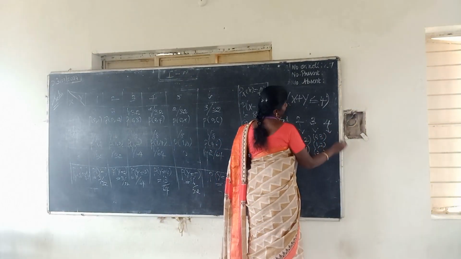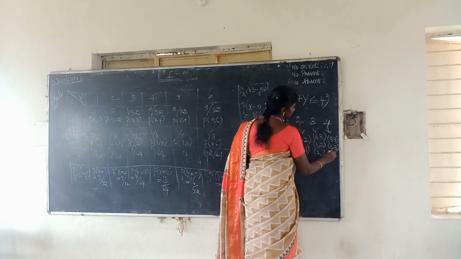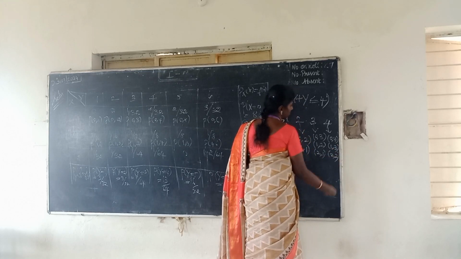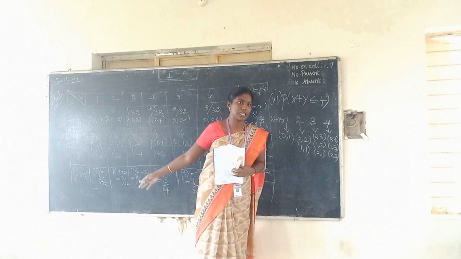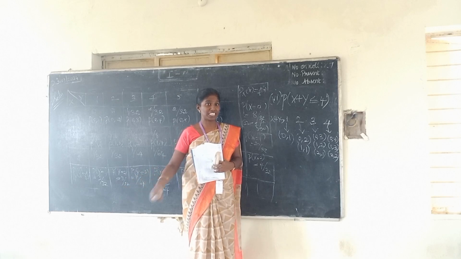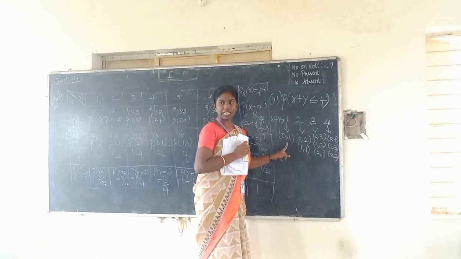4. 1, 3, then 2, 2. That's all. Not 3, 1, because there is no 3 for x. The first value is x, the second value is y. Is it clear? First value x, second value y.